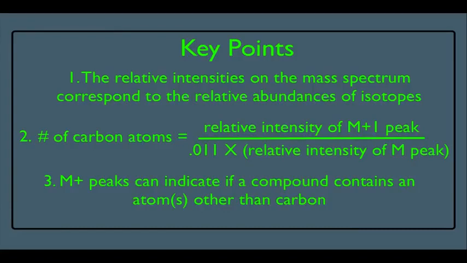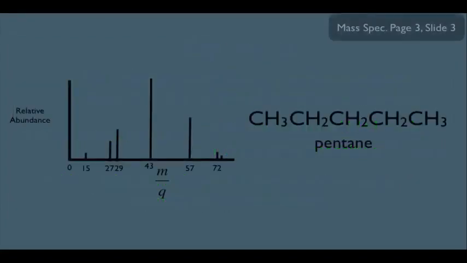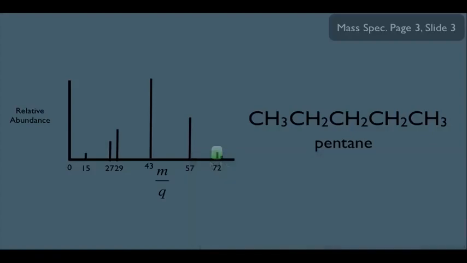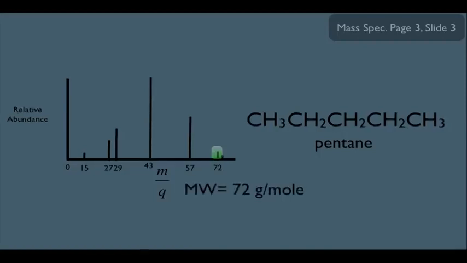So let's start with understanding our first key point here. Let's just say this happens to be the mass spectrum of pentane. Remember, we learned in a previous online lecture that the heaviest peak most likely corresponds to the molecular weight of the molecule, and it just so happens that pentane does have a molecular weight of 72. But notice, look up close here.